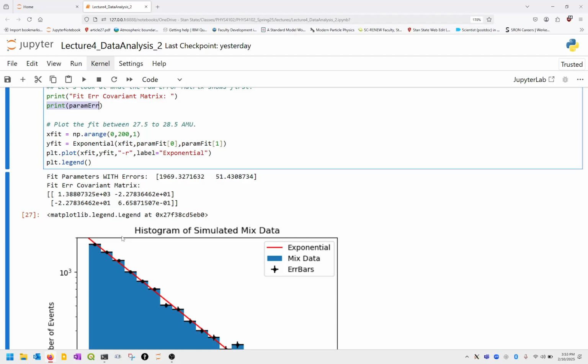Element 1,1 is the square of the uncertainty on fit parameter 1. Okay? 0,0 corresponds to fit parameter 0. 1,1 corresponds to fit parameter 1. These cross terms, the off-diagonal part of the matrix, are what's known as correlations between the two. So, is a correlation of 23 big or small?